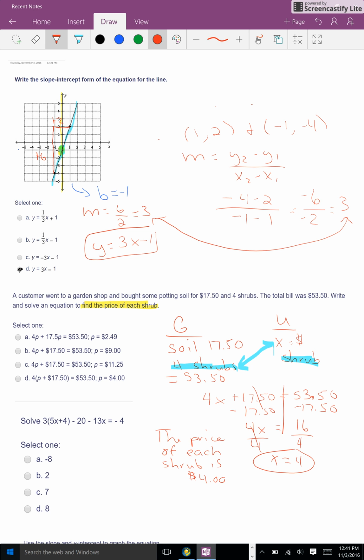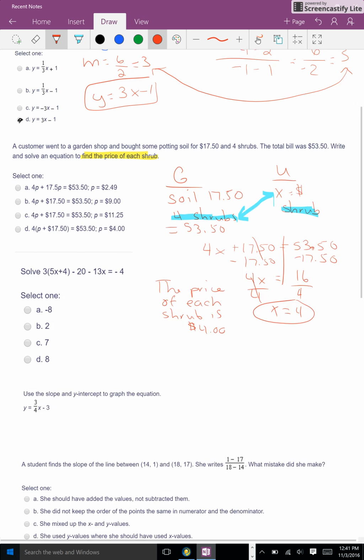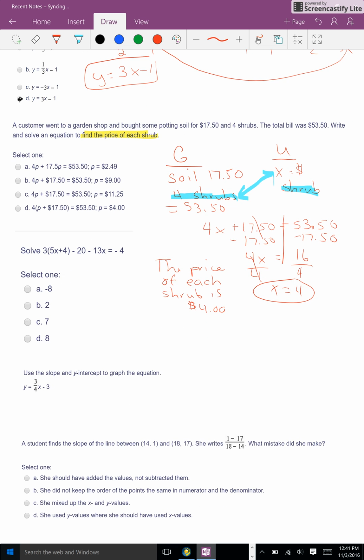Now, the next question is still a solving an equation question, but now we consider it a multi-step. It's a multi-step because there's more than 2 steps. So whenever you see distribution, that is what you need to take care of first. And distribution is just a fancy way of saying multiply. So 3 times 5x is 15x. 3 times +4 is a +12.